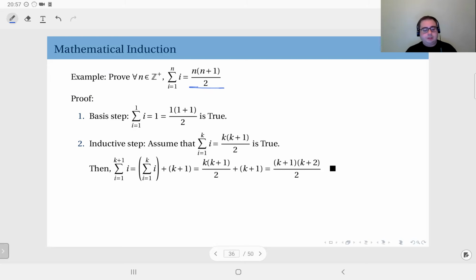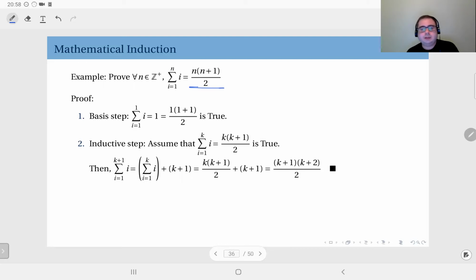The basis step: take this proposition and apply 1. For 1, it's just the sum of integers from 1 up to 1, which is just 1 by itself. So it's 1 times (1+1) divided by 2.